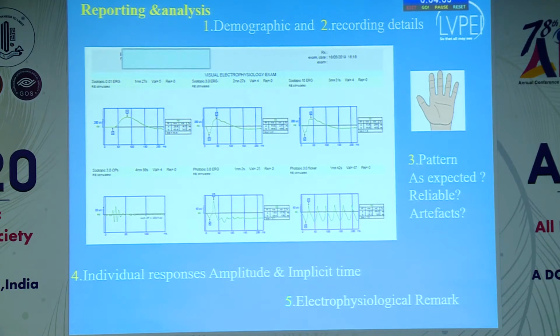So now how should we interpret these reports? Whenever we get a report, first the demographic details should be analyzed. Then the recording details: the protocol followed, the machine used, the electrodes used, the pupillary dilatation, and also the level of compliance and cooperation of the subject, because these can vary the results, and if we are not careful about that, then we might wrongly misinterpret a false signal as a true signal.